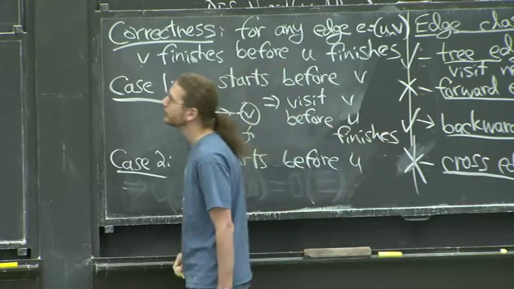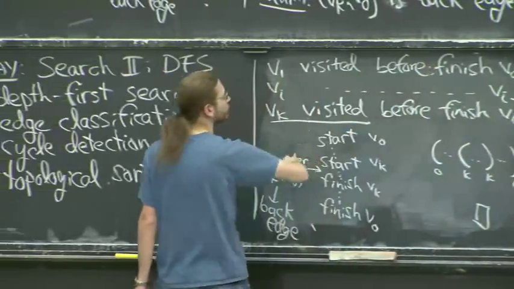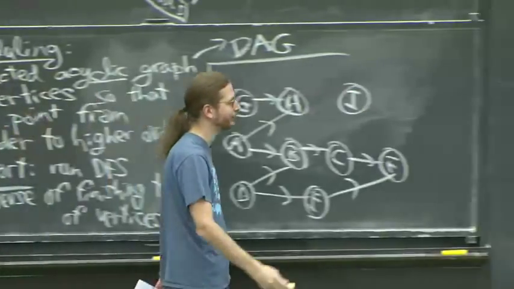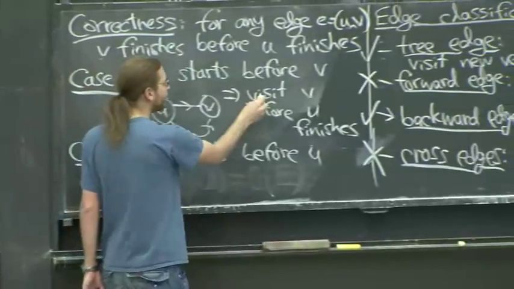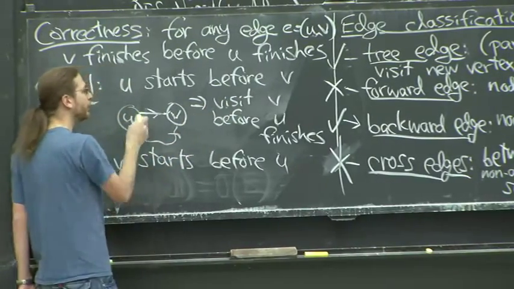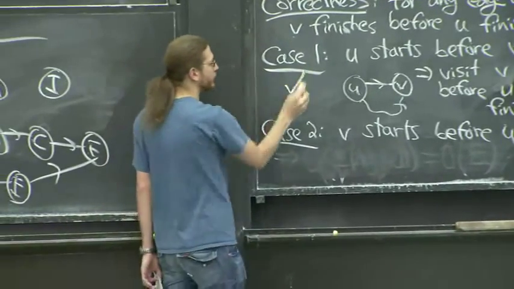Visit v before u finishes. That sentence is just like this sentence. So same kind of argument. I won't go into detail because we already did that several times. So that means we'll visit v. We will completely visit v. We will finish v before we finish u. And that's what we wanted to prove. So that case is good.